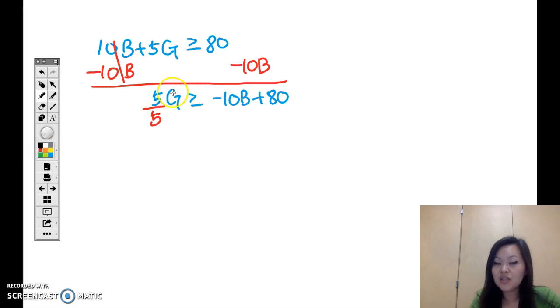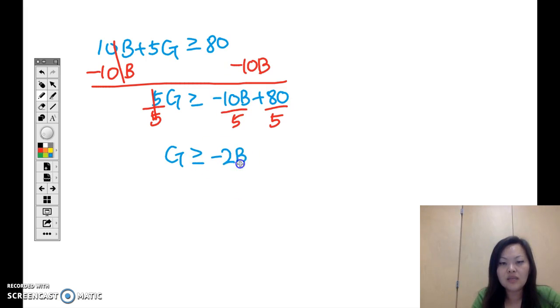The relationship between the two was multiplication, so I've got to divide. I'm going to do the same thing on the other side. Don't forget, you've got to do it for everything, okay? So that cancels out. I'm left with G, and that is equal to or greater than negative 10 divided by 5, which is negative 2B, and 80 divided by 5 is 16. Okay, so now I'm ready to graph.